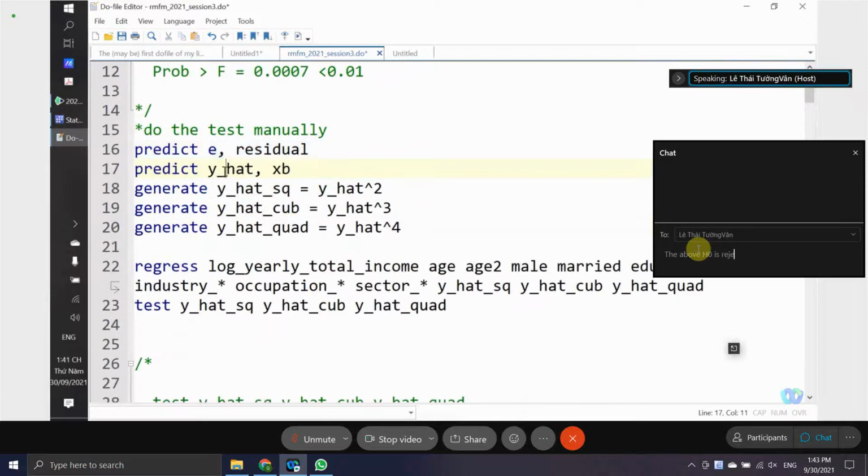If I run the command predict yhat, xb, I would get the predicted value. Now, what do I get if I type yhat, residual? What do I get if I type yhat, residual? So what is stored in yhat?